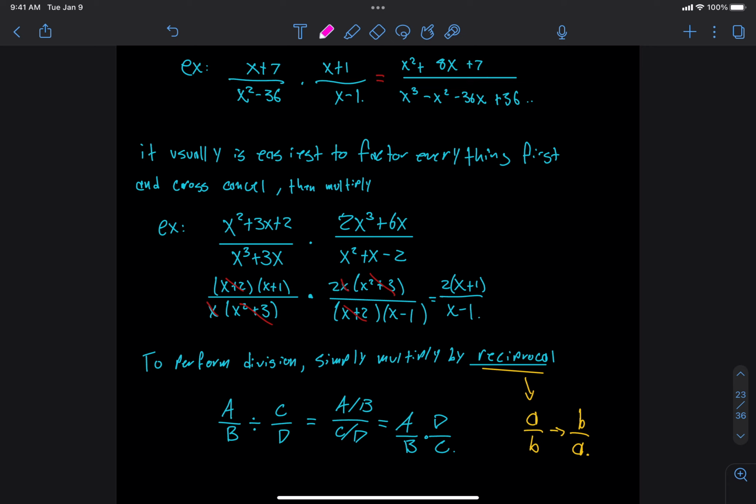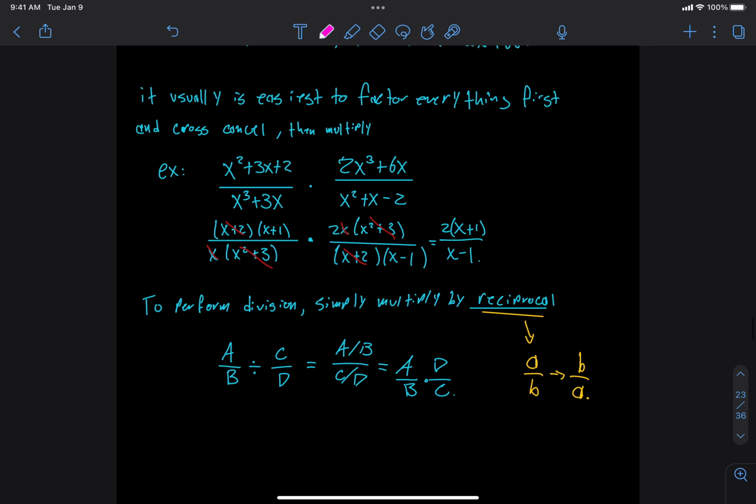What was the big difference between division and multiplication? For division, there's just one extra step, which is that you take the second rational expression and you flip it. Multiplication by the reciprocal is the same as doing division. So a division problem is really just a multiplication problem with one extra step.